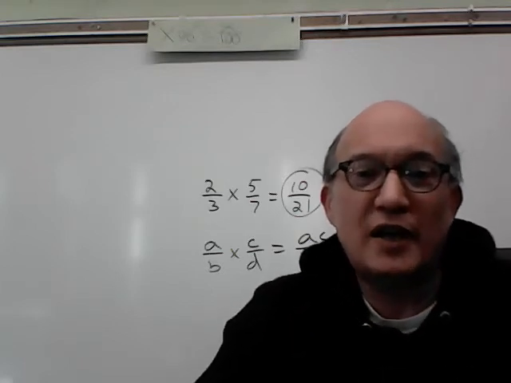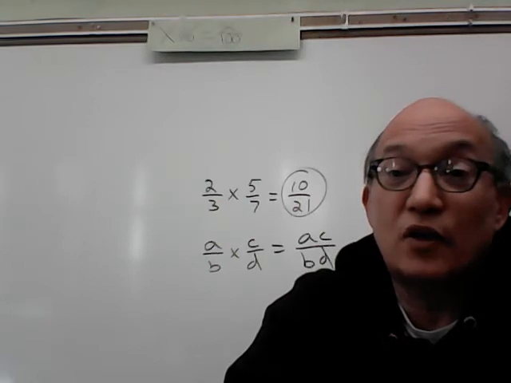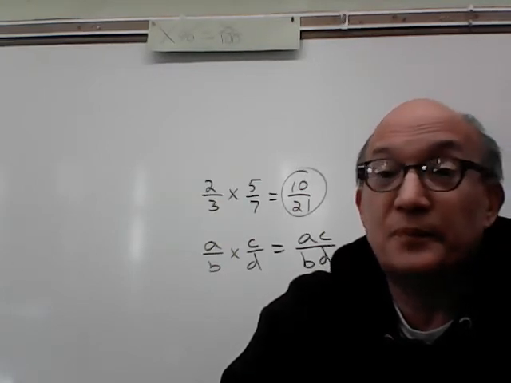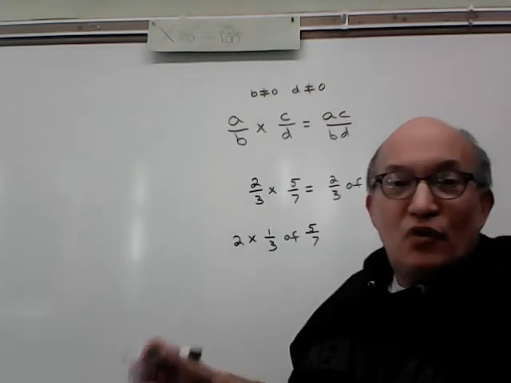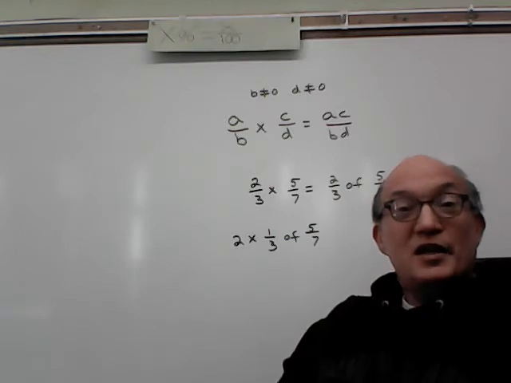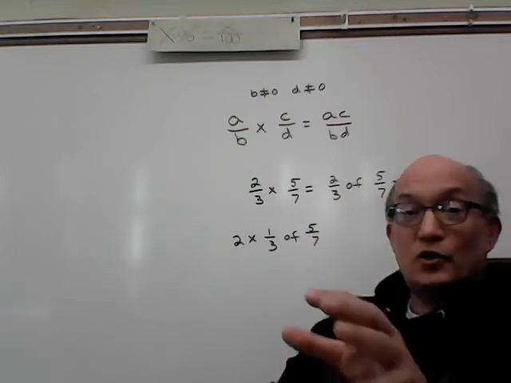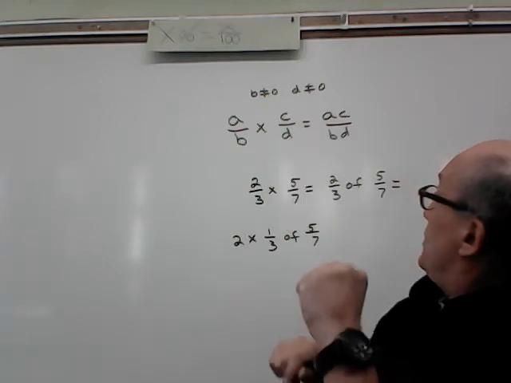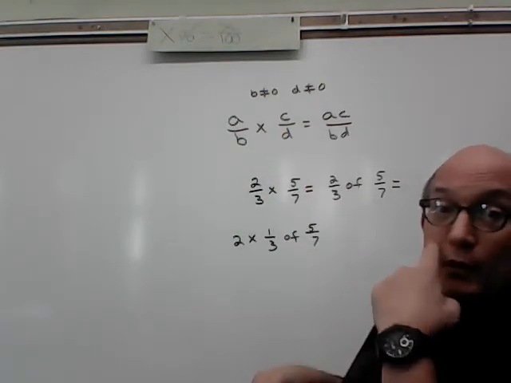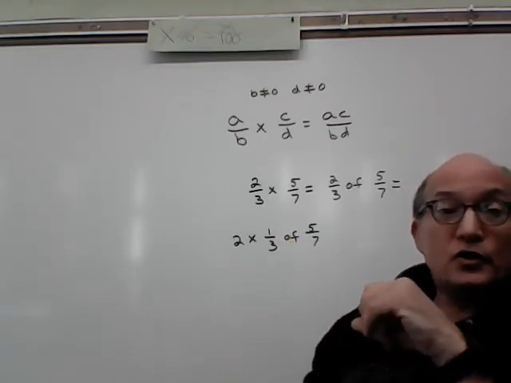So let's take a look now at why 2/3 times 5/7 is 10/21, and we're going to do that two different ways. I've put the formula back on the board at the top. Also, last time I neglected to say that the denominator can never be 0 in a fraction, so B and D cannot be 0. Otherwise, just multiply across the top and bottom. Very simple. We know the answer here is 10/21.